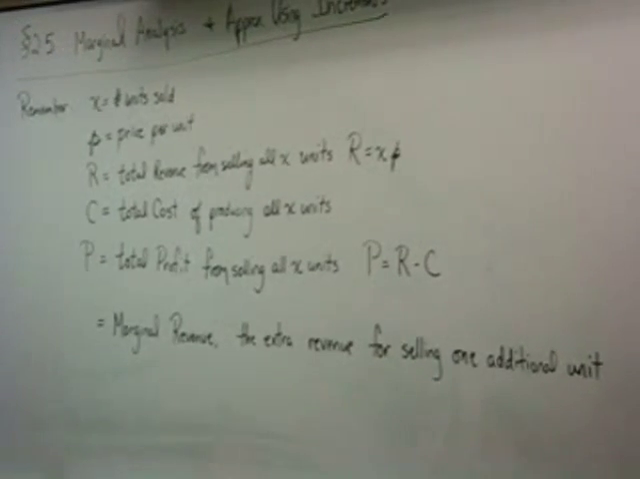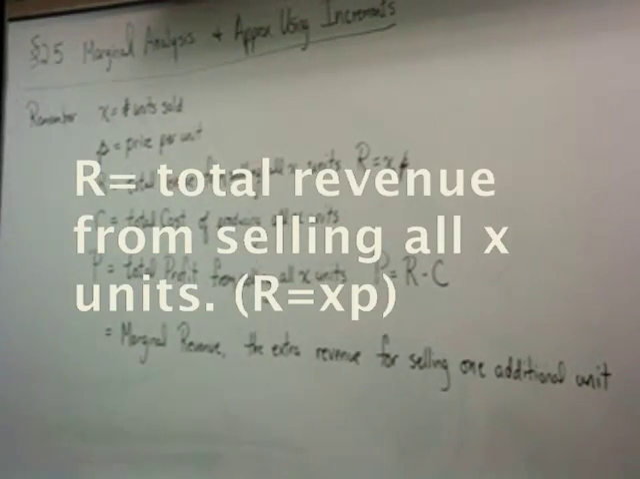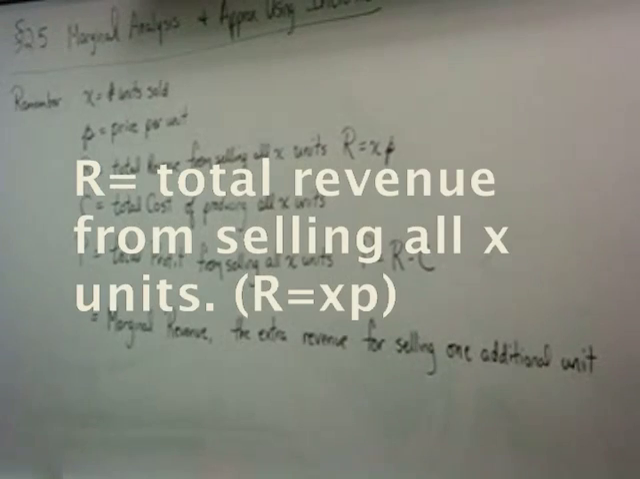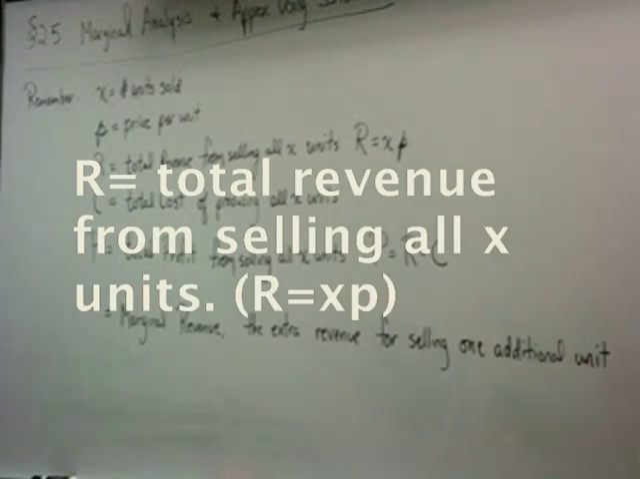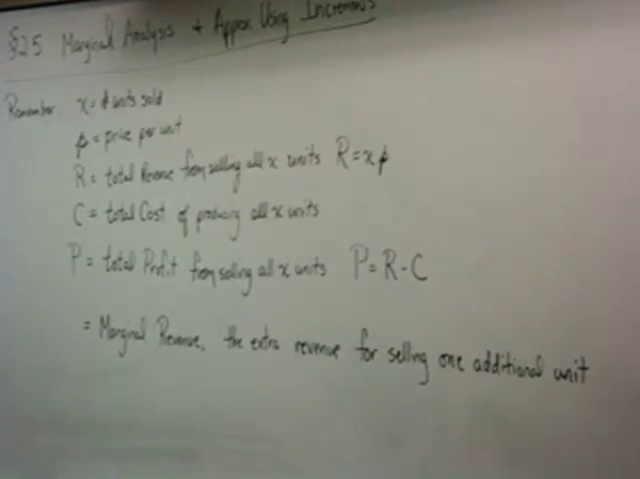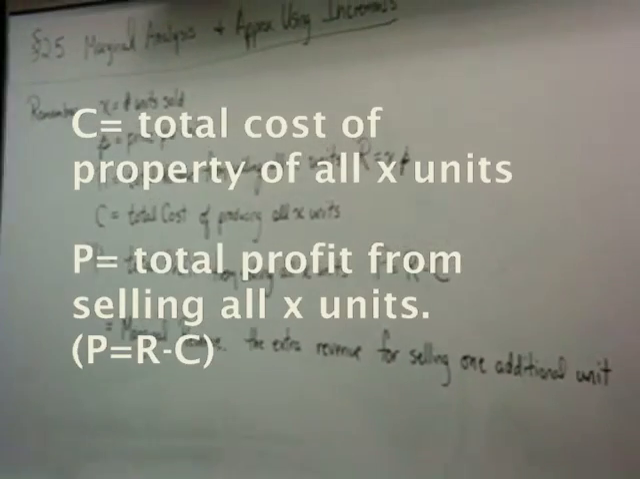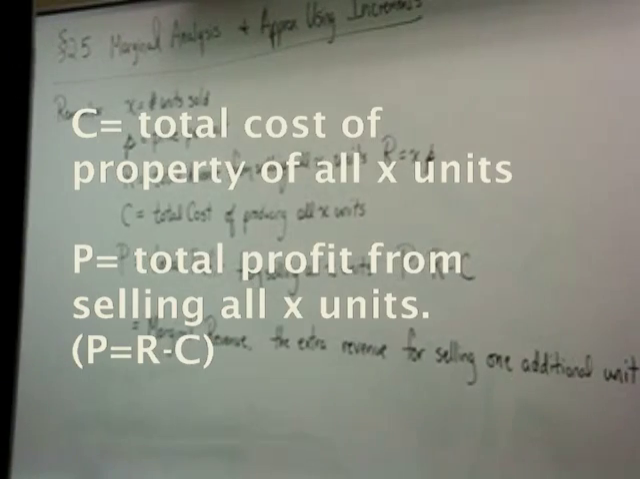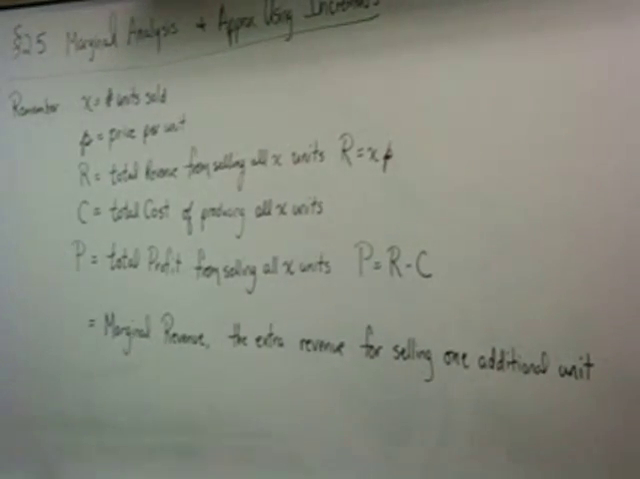And then R is the total revenue from selling all X units, and R is equal to the number of units sold times the price. Capital C is the total cost. Capital P is total profit. And now we're going to get into marginal stuff.